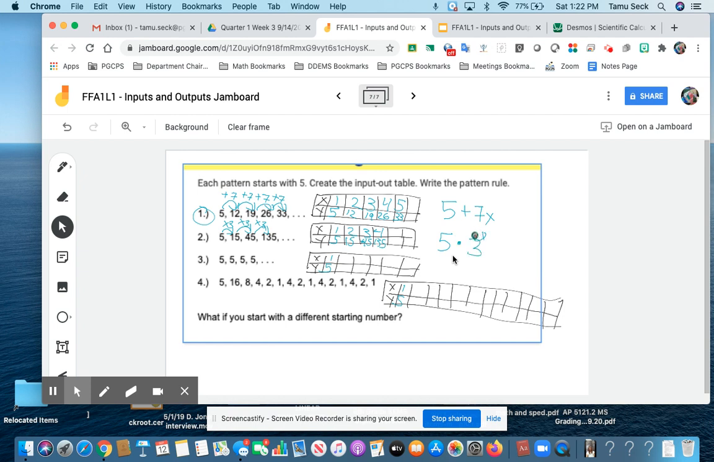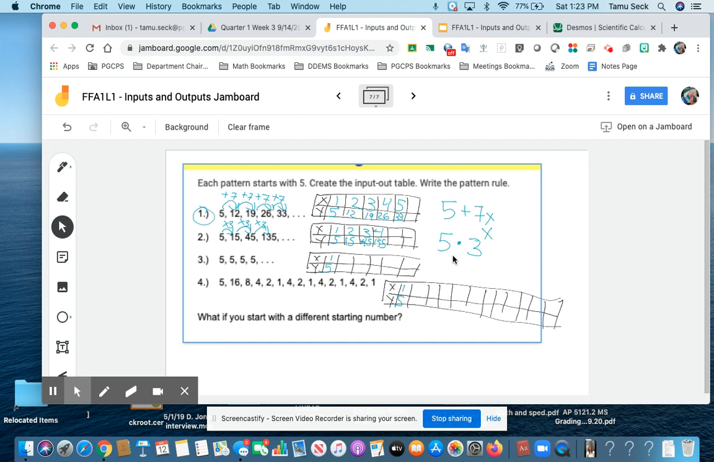This is the rule, but this is not something that you're going to learn until quarter 3 in this class. So this is the pattern rule, but you wouldn't know that that's the pattern. You should be able to know the first one is a pattern, but you shouldn't know that the second one is a pattern.